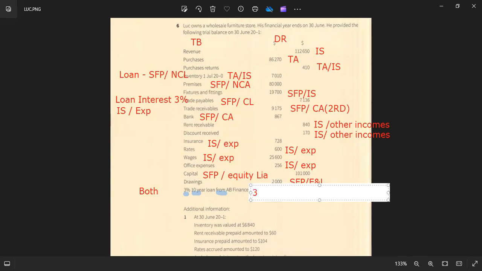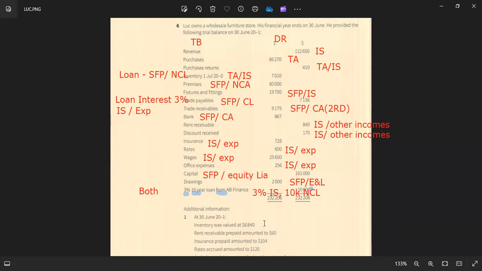3%, let me just write 3%. 3% is IS, okay? And then the 10,000, let me write 10K here, is a non-current liability. Non-current what? Liability. I think so far so good.